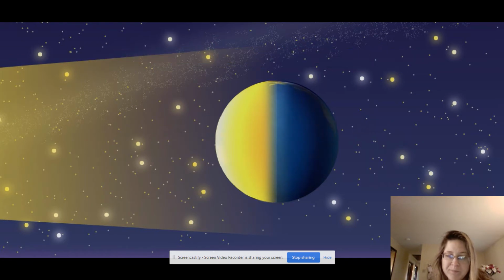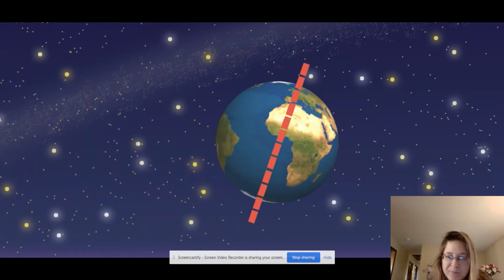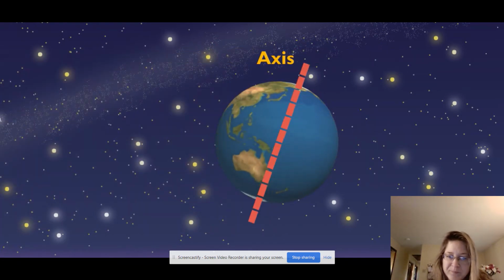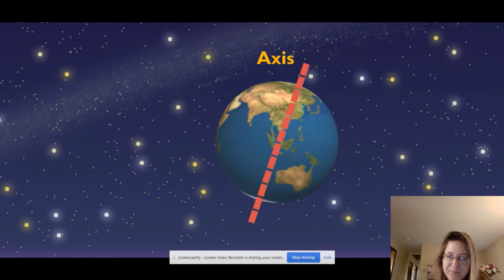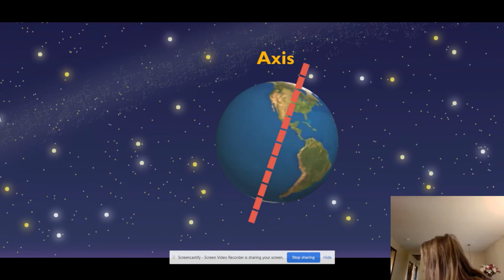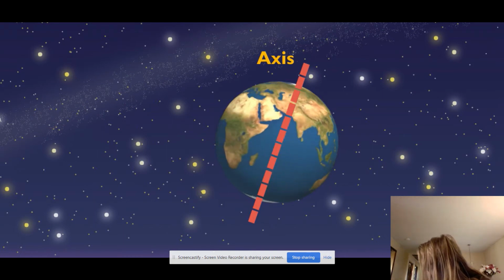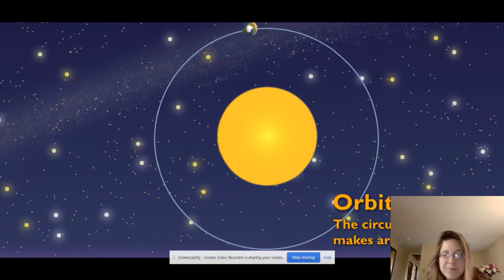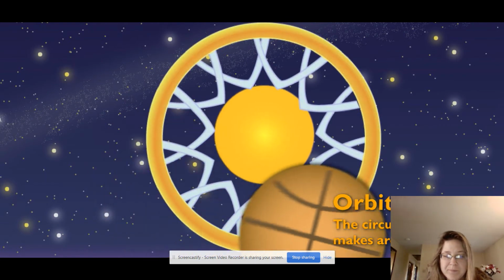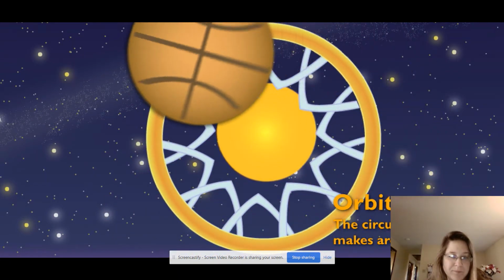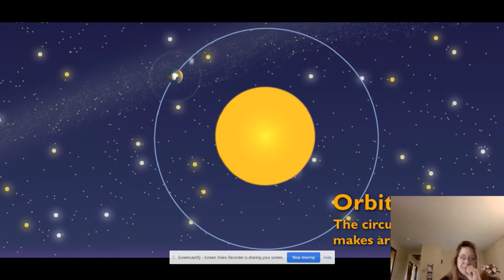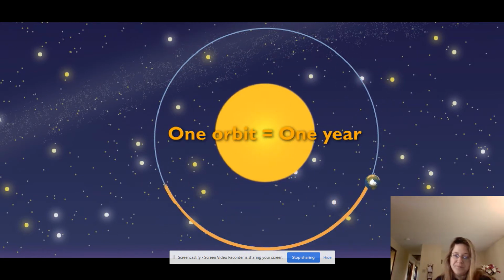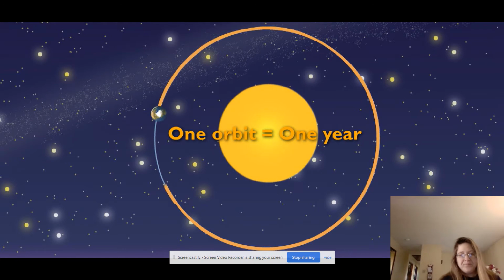Uh-huh. And just like your basketball, the Earth spins around an axis. The Earth's axis is an imaginary line from the North Pole to the South Pole, and it's tilted at an angle. Huh. I didn't know its axis was tilted. Yeah, and the Earth orbits around the sun. Sort of like when the basketball spins around the rim of the net. Yeah, planets orbit the sun, and moons orbit their planets. When a planet completes a full orbit, it equals 1 year, complete with different seasons.